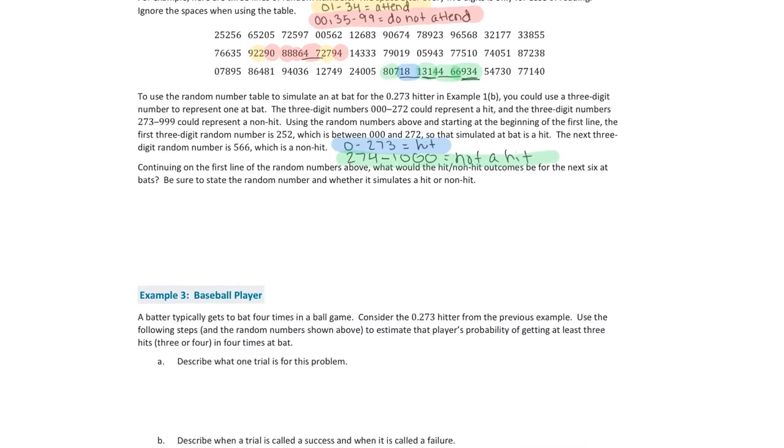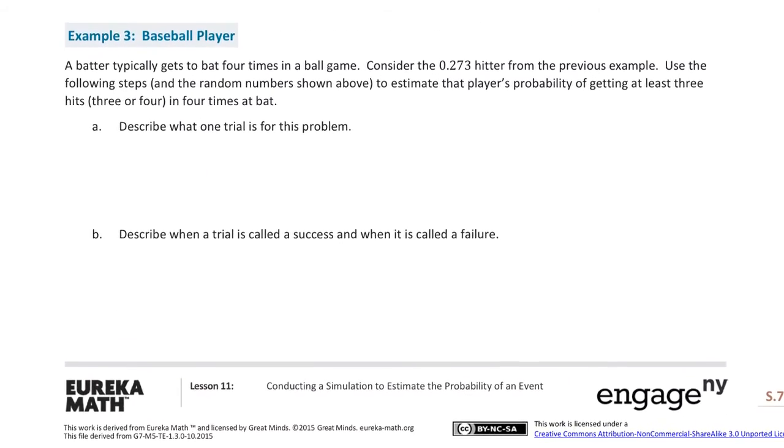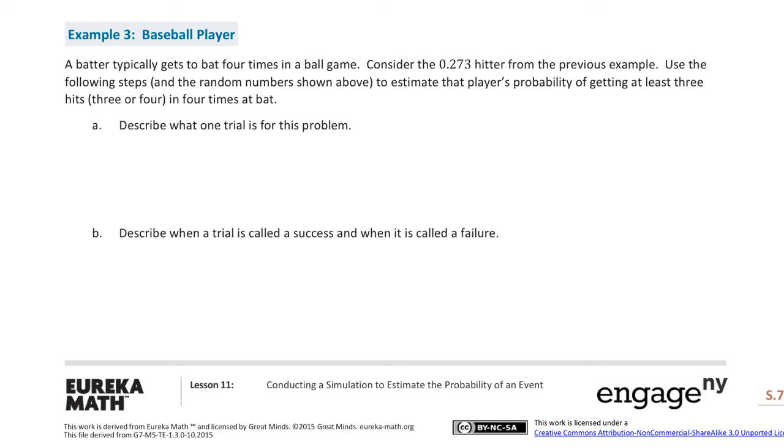All right, let's start to look at example 3. A batter typically gets to bat 4 times in a ball game. Consider that 273 thousandths hitter from a previous example. Use the following steps to estimate that player's probability of getting at least 3 hits in 4 at bats. So A wants us to describe what one trial is for this problem.